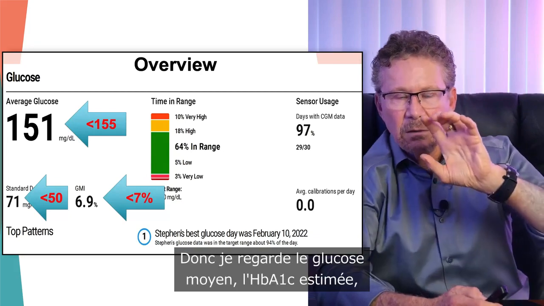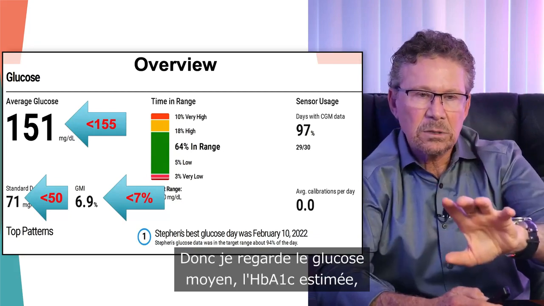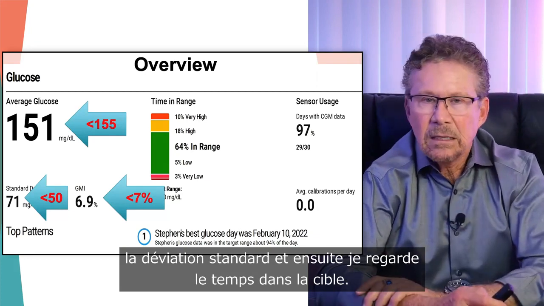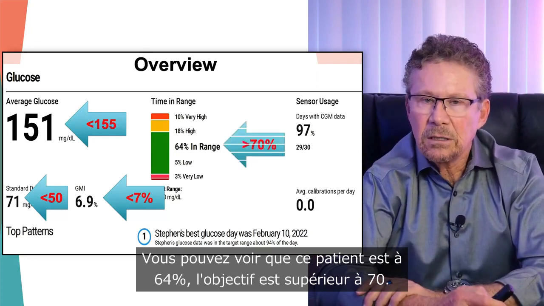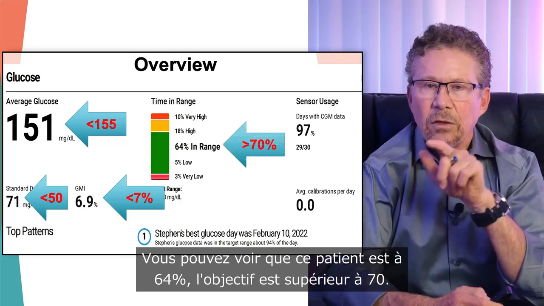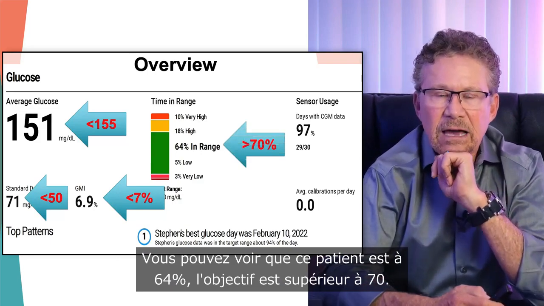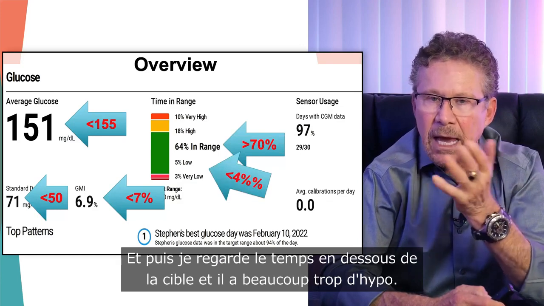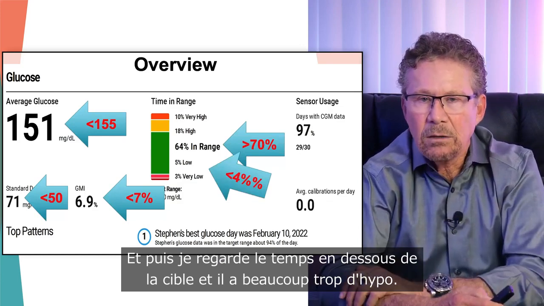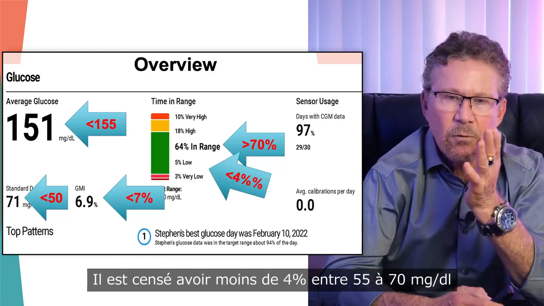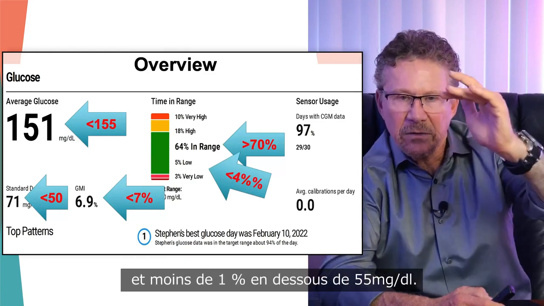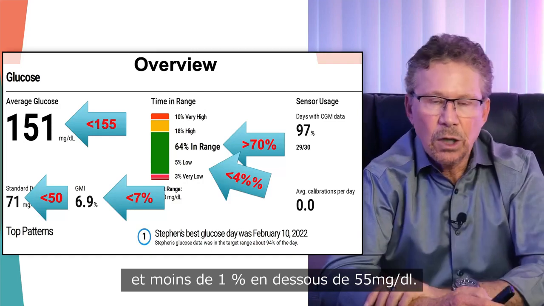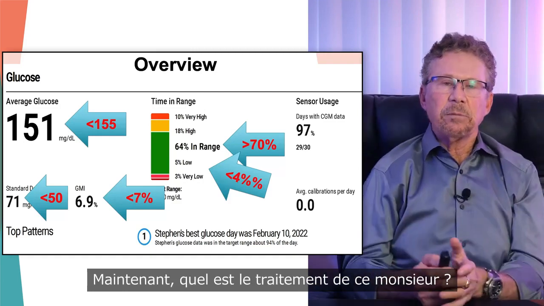So I look at the mean glucose, the estimated A1C, the standard deviation, and then I look at time in range. You can see that this patient is 64%. The goal is above 70. And then I look at time below range. And he's having way too much hypo. He's supposed to have less than 4% in the 55 to 70 range and less than 1% in the below 55.